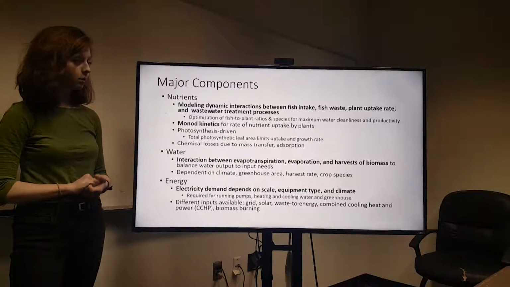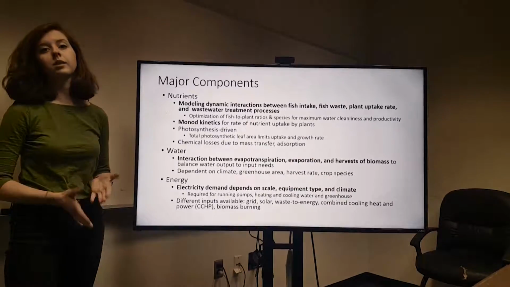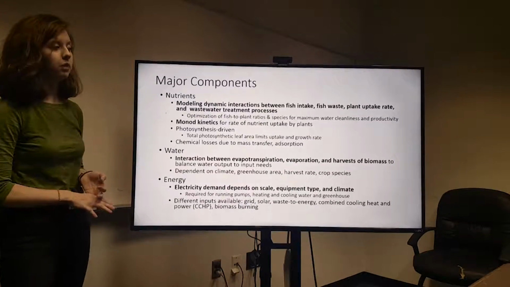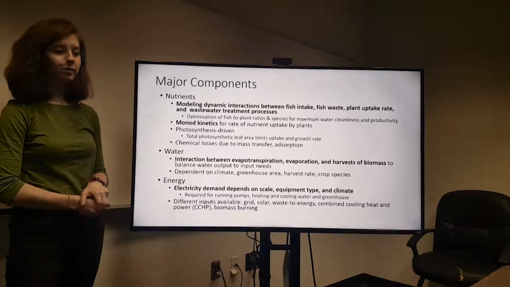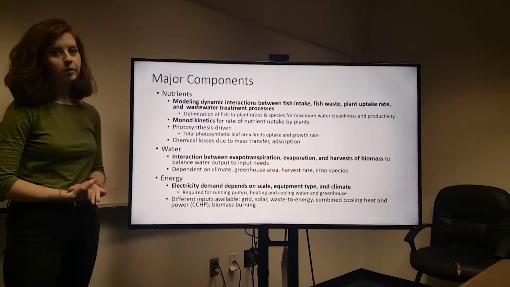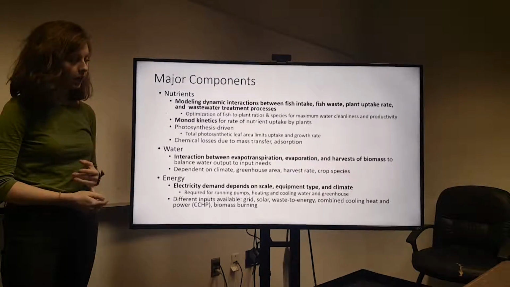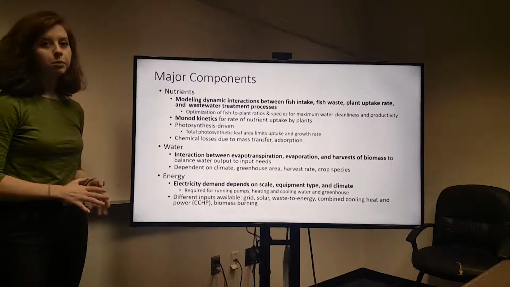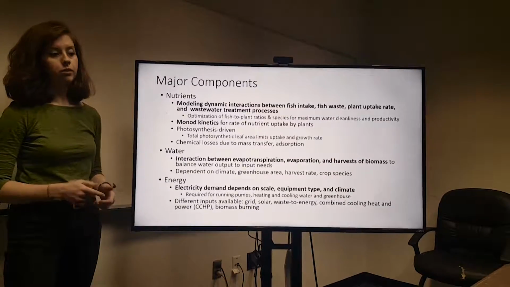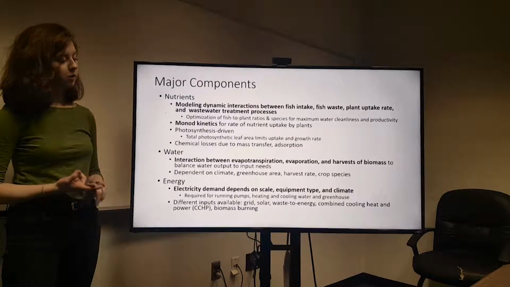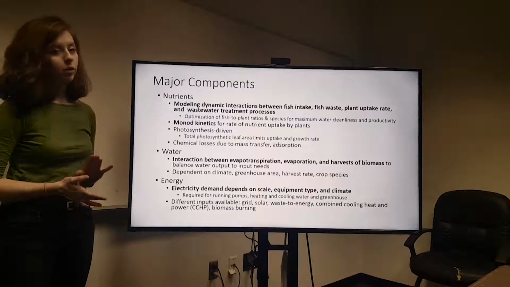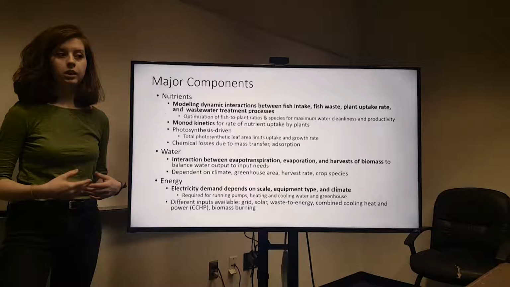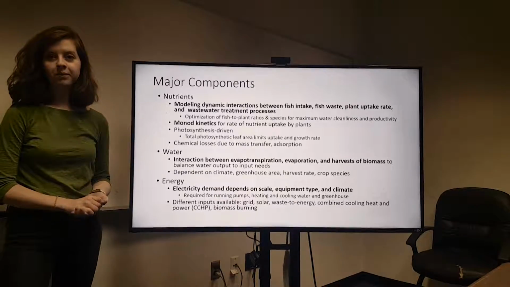For the water balance, we have to model the interaction between the evaporation from exposed water bodies in the system, and harvest of water containing biomass. And the energy is highly dependent on the system itself, the size, the equipment that you need, the climate that you're working in, and there are multiple different inputs for that energy. So there's grid energy, solar energy, there's combined cooling, heat, and power, or even waste energy, which can all be tied back into our algae digesters and other parts of the system.